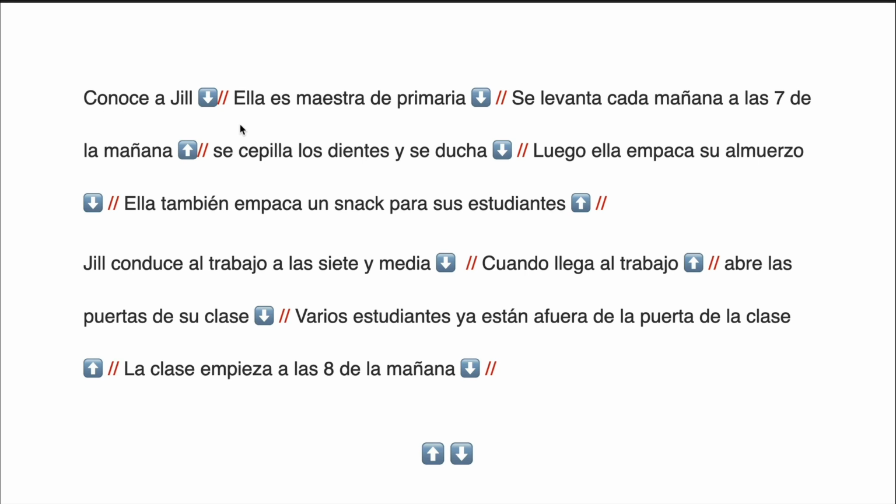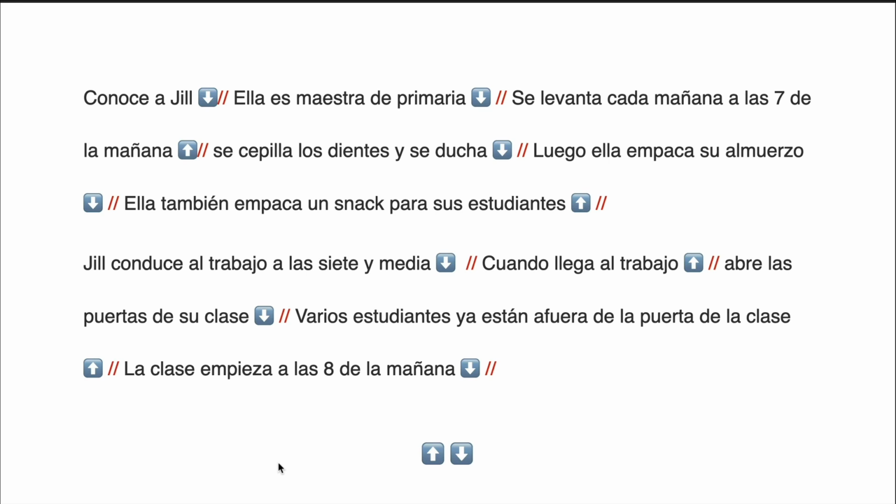Conoce a Jill. Ella es maestra de primaria. Se levanta cada mañana a las 7 de la mañana. Se cepilla los dientes y se ducha. Luego ella empaca su almuerzo. Ella también empaca un snack para sus estudiantes.